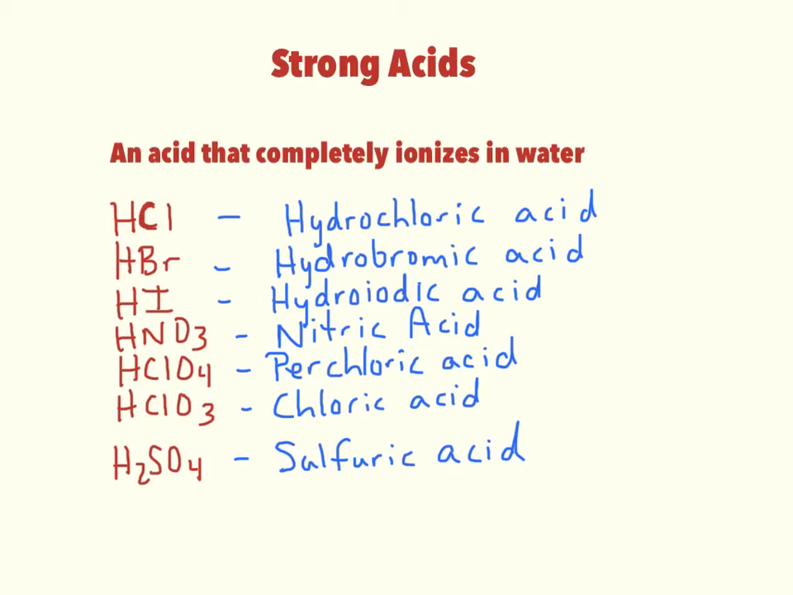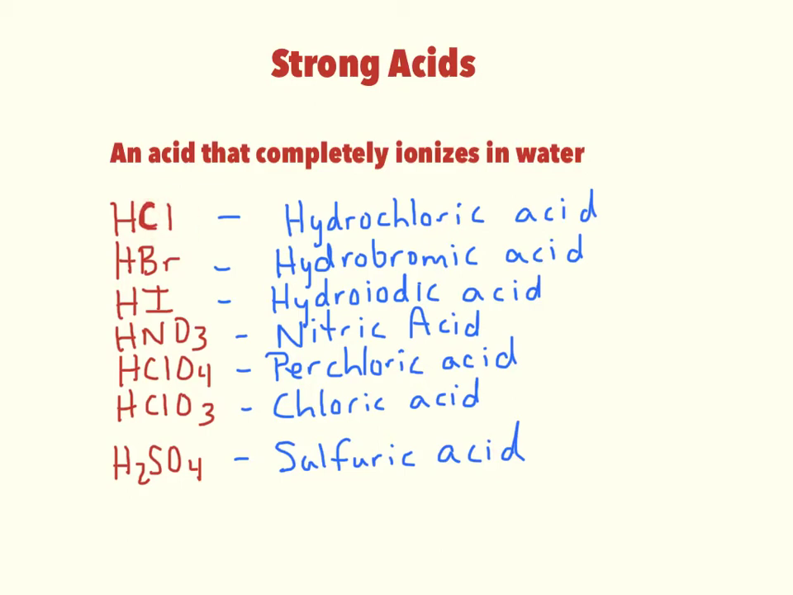There are a group of acids called strong acids. Strong acids are acids that will completely ionize in water. That means you put any of these 7 compounds into water, and they're totally going to break apart. If you put 1,000 of them in there, then almost all of the 1,000 molecules will break apart to make hydrogen ions and whatever the anion is.